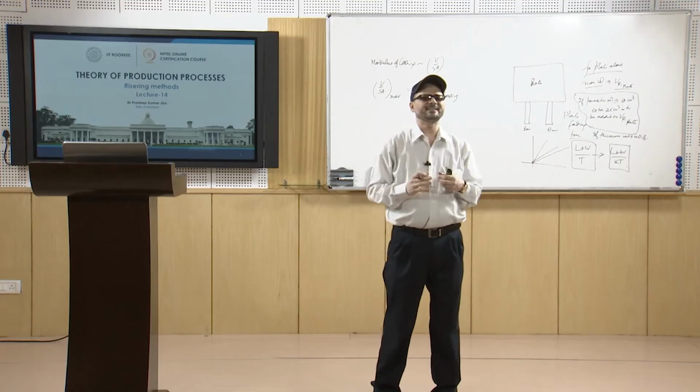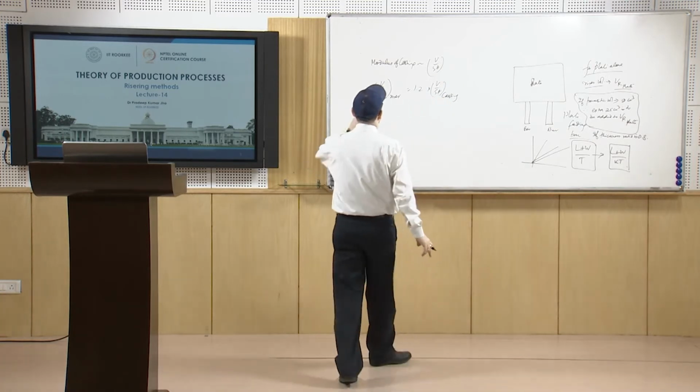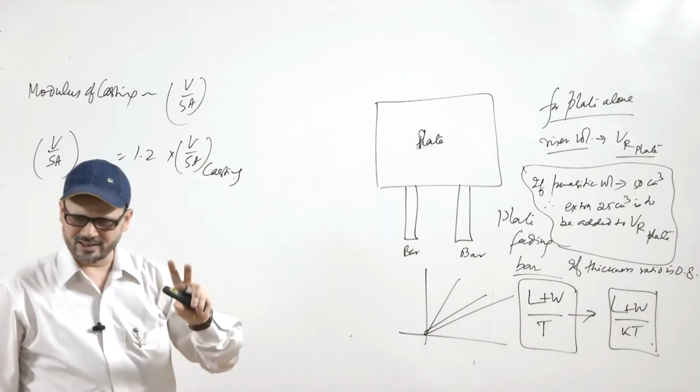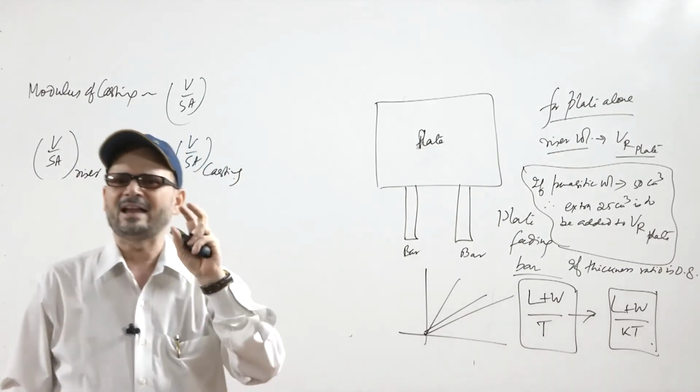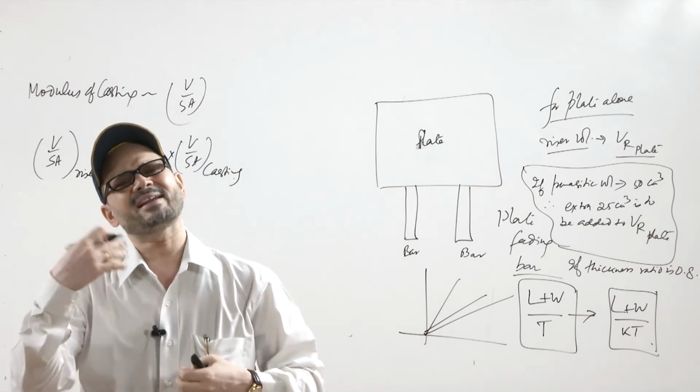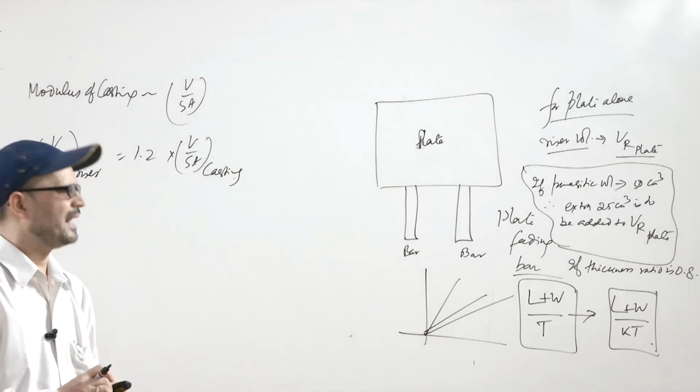So if you have the casting, and you know the volume and surface area of that casting, then based on that you can directly get the dimension of the riser.